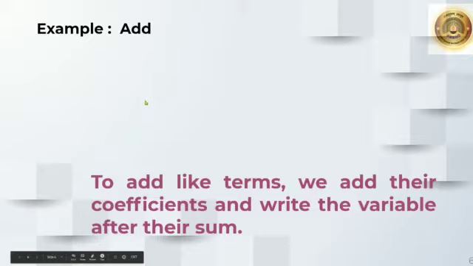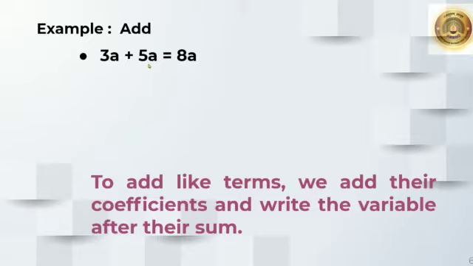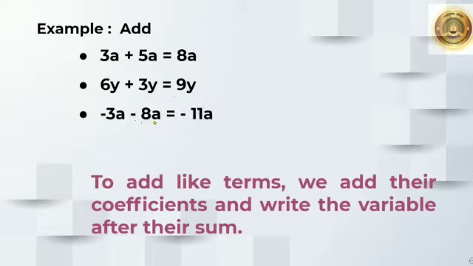Let's see some more examples. 3a plus 5a. All you have to do is add 3 and 5. 5 plus 3 is 8. So the answer is 8a. 6y plus 3y. It is 9y. Minus 3a minus 8a. Both are negative. So add the two and give the common sign. So minus 11a.